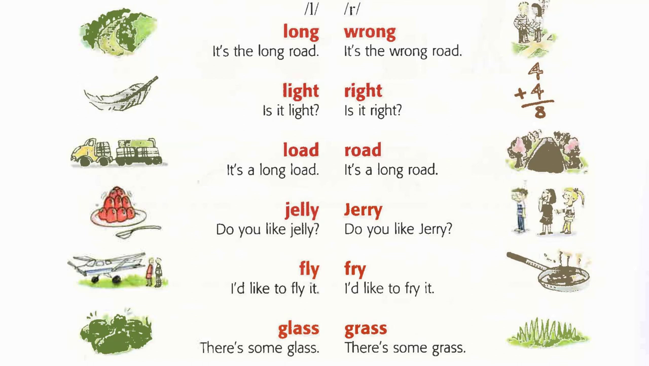2C. It's the long road. It's the wrong road. Is it light? Is it right? It's a long load. It's a long road. Do you like jelly? Do you like Jerry? I'd like to fly it. I'd like to fry it. There's some glass. There's some grass.